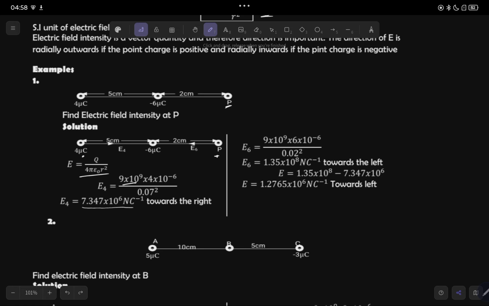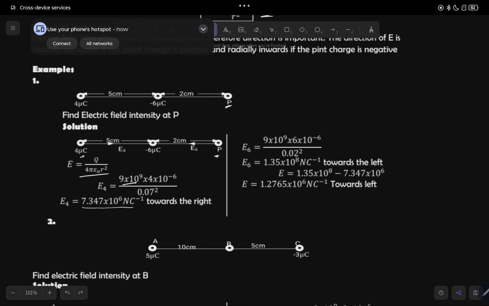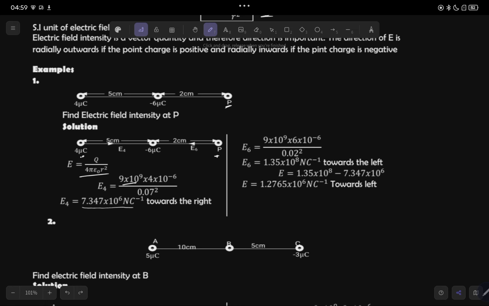The 4 microcoulomb charge will push it away, will repel it. That's why you are seeing the electric field intensity due to the 4 microcoulomb charge pointing towards the charge P, so it is pushing it away. We are not saying it is the force P exerts on the 4. It is the force the 4 microcoulomb charge is exerting on P. That's why it is pushing it away. Alternatively, you may not even draw it here, but you may put E4 here, showing that it is being pushed away by the 4 microcoulomb charge.